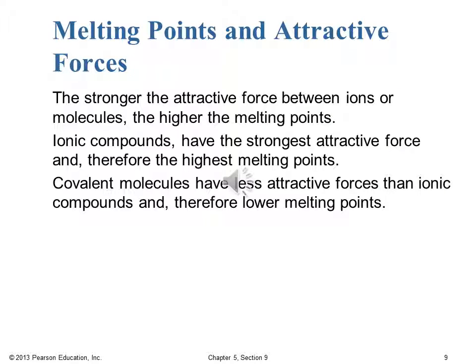So if we think about melting points and attractive forces, it would make sense that the stronger the attractive force between ions or molecules, the higher the melting point. So ionic compounds, which have that true chemical bond of electrostatic interaction, positive ions and negative ions attracting each other, therefore have the highest melting points, because to melt the ionic solids, you've got to allow those positive ions and negative ions to flow around each other. So you have to really break that very stable crystal lattice. And then to make them a gas, you have to separate those ions, which takes even more energy.